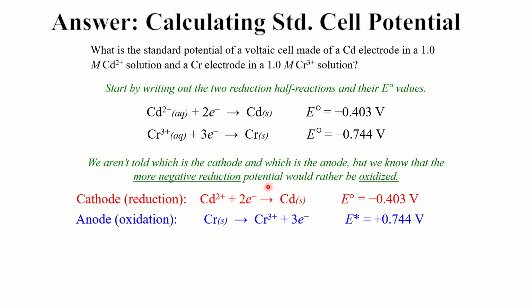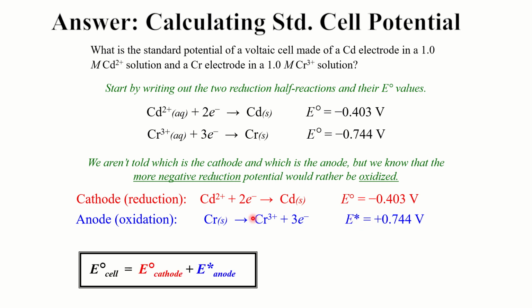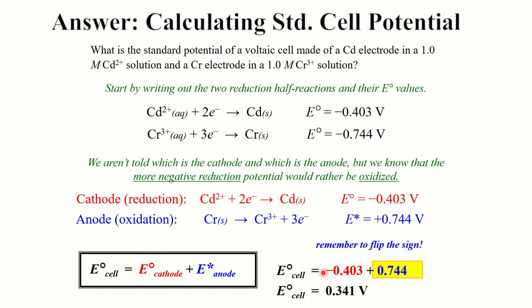So here's the cadmium half reaction written with the potential of negative 0.403 volts. Then the chromium half reaction, we're flipping it, so we should also flip this value to give us an oxidation potential of plus 0.744 volts. Then we can use that equation I described earlier, so negative 0.403 plus 0.744 gives a final answer of 0.341 volts.